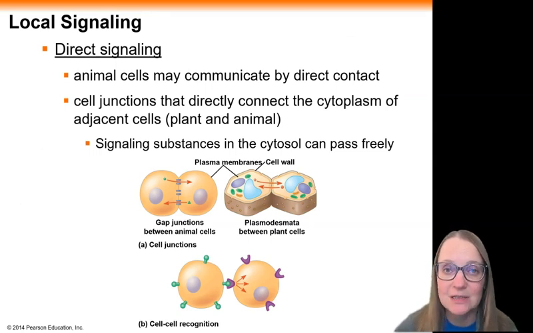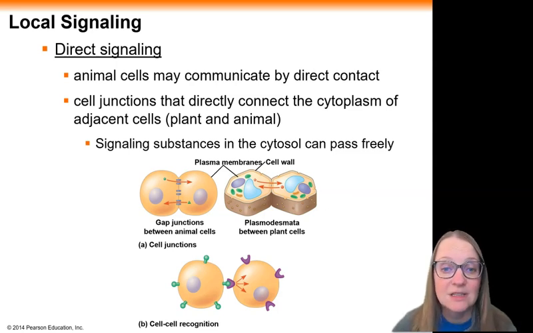Direct signaling. As the name implies, this involves direct contact between adjacent or neighboring cells. This is not something that is new to us. In Chapter 6, we took a look at different types of cellular junctions, both in animal and plant cells, the gap junction in animal cells and the plasmodesmata in plant cells. These are great examples of direct signaling between neighboring cells.